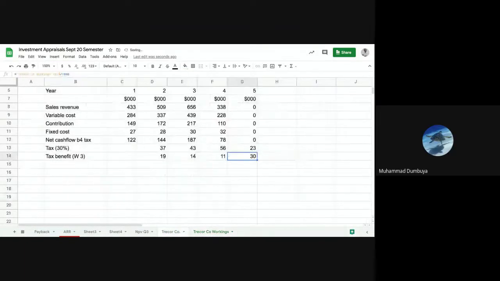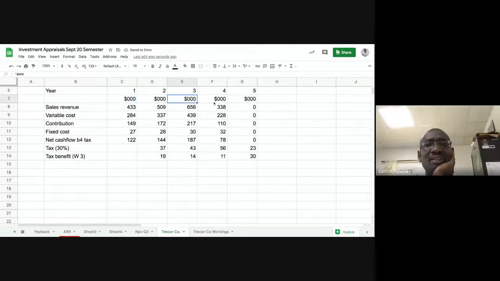Sorry, why 1,000? Are you trying to round everything in the table to 1,000? Okay. So we have tax cost of 37 in year 2 and tax benefit of 19. In year 3, tax cost of 43 and tax benefit of 14. In year 4, tax cost of 56, tax benefit of 11. In year 5, tax cost of 23 and tax benefit of 30. Okay, is that clear? So this is what we have.